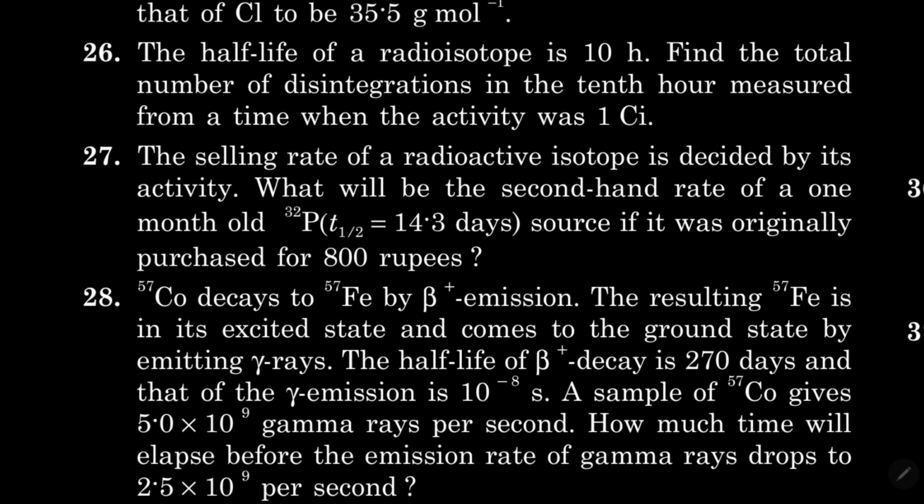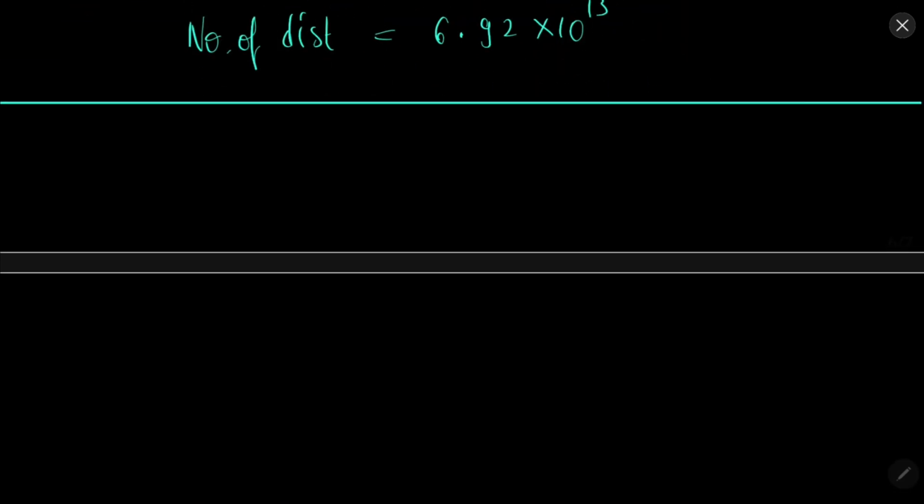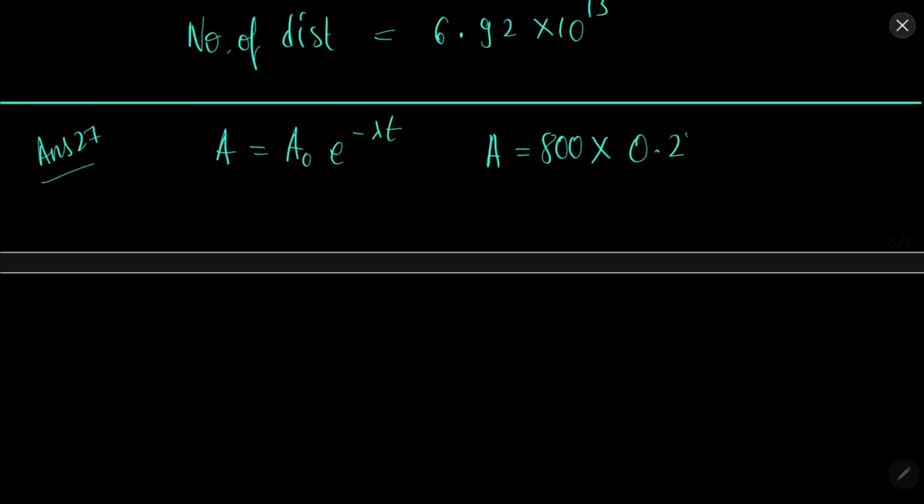In question 27, what will be the second-hand rate of a 1 month old source if it was originally purchased for 800 rupees? So this is solution 27. A naught e to the power minus lambda t, 800 into 0.23369, 187 rupees approximately.